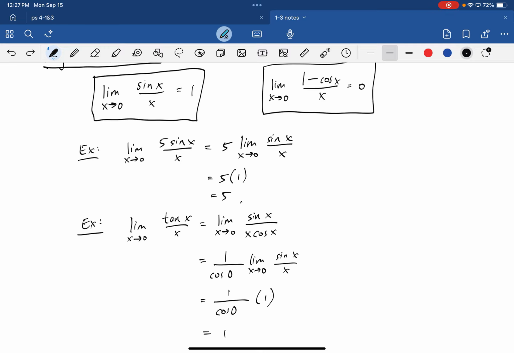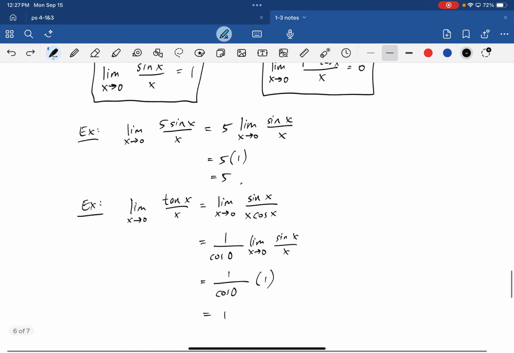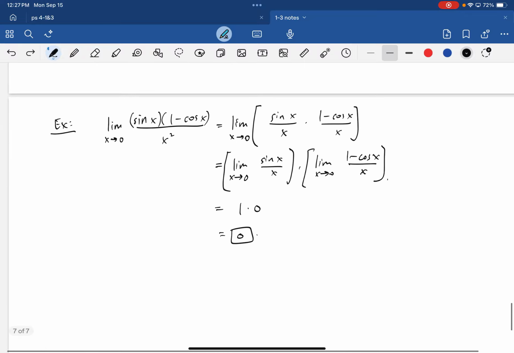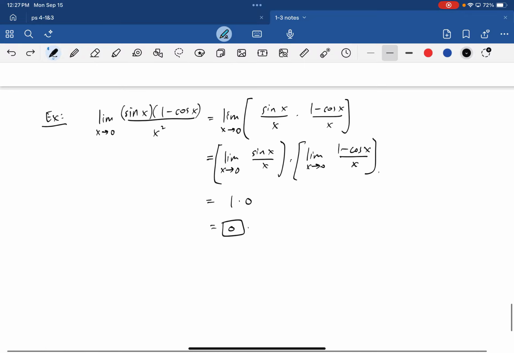Yeah, any other questions? Yeah, Anson. It would not be 1 times 1 because this is actually 0. I haven't plugged it in. This limit is equal to 0. Mm-hmm. Yeah.